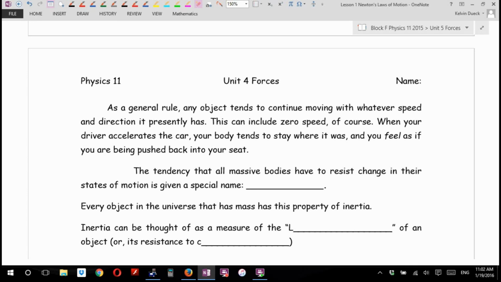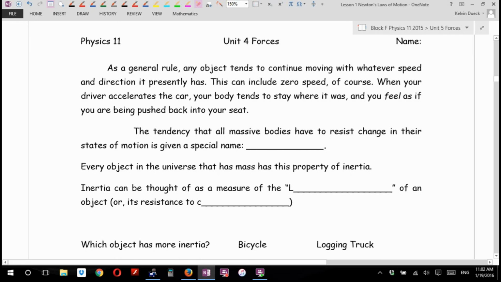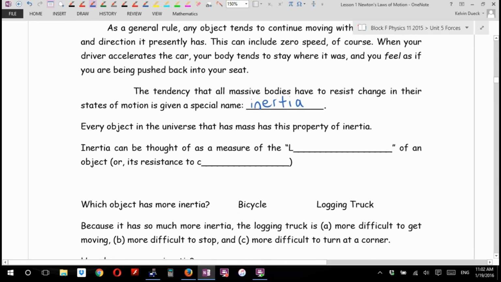I'm telling you. Okay? So when a driver accelerates the car, your body wants to stay where it is. So you feel the seat pushing against you, which is why I've told you your bodies are backwards accelerometers. It's the inertia of your body that makes it a backwards accelerometer. This tendency that all massive bodies have to resist change is given a special name, and it's called inertia. And every object in the universe that possesses mass has inertia.